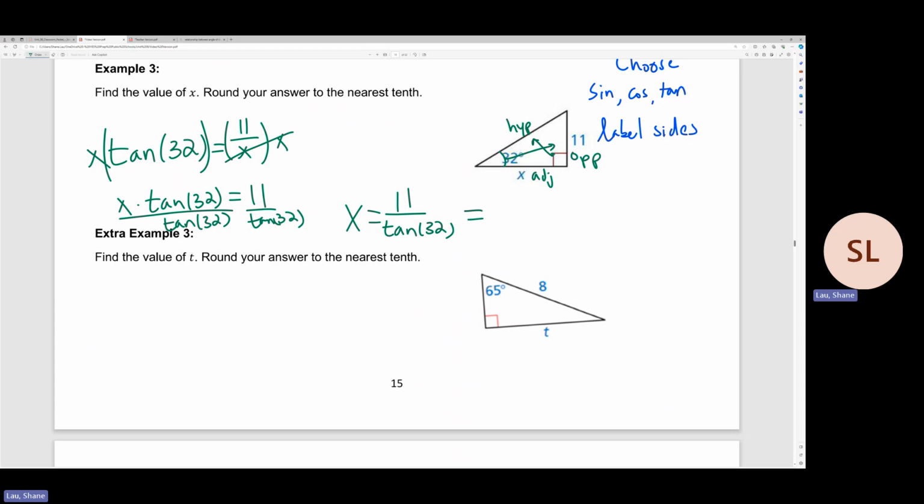So here you should get 17.604, but of course, it says round to the nearest 10th. The nearest 10th would be 17.6 units, and that's our answer.